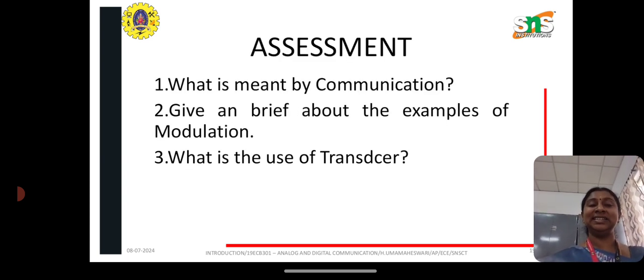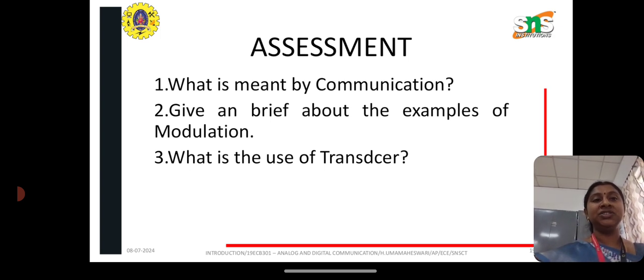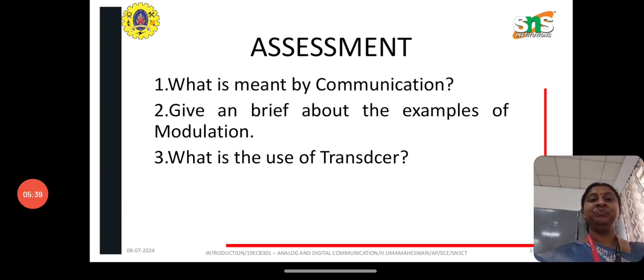Next is the assessment. What is meant by communication? Then we can explain the various examples of modulation discussed here, and the transducer uses discussed here.